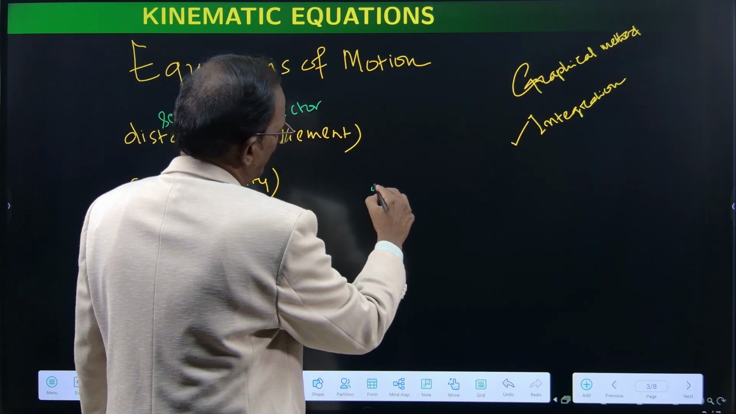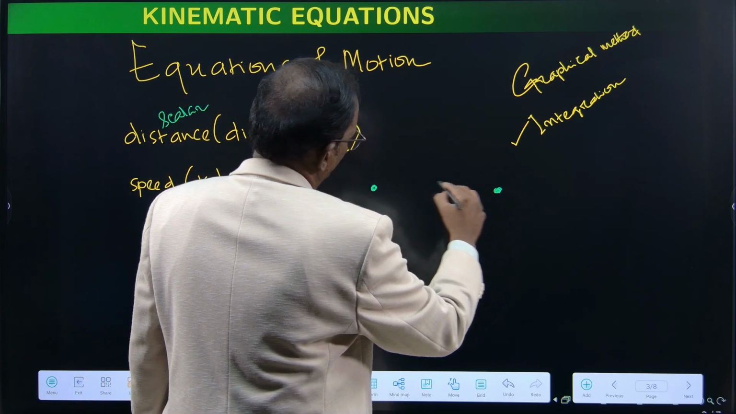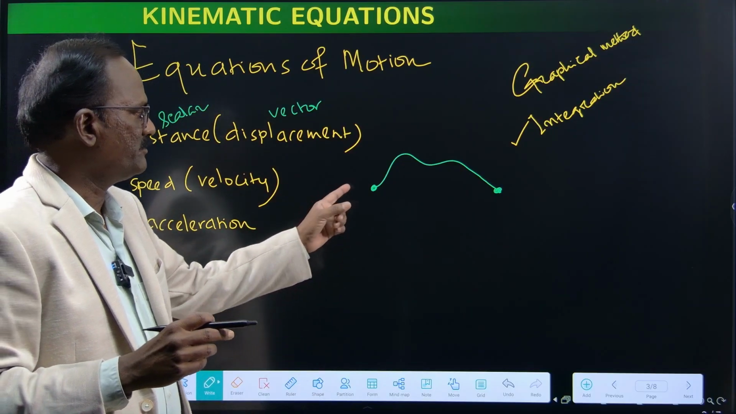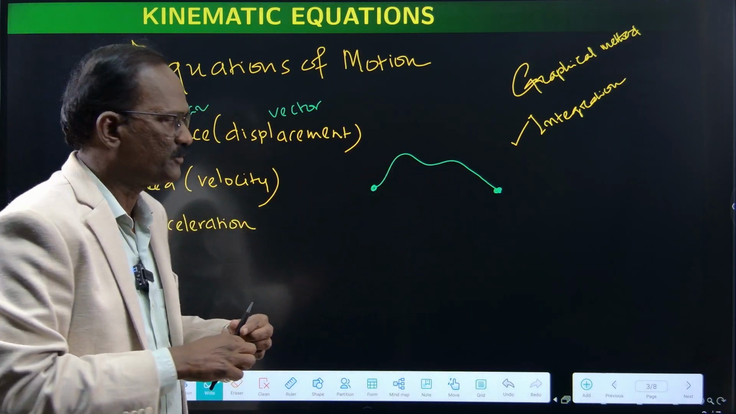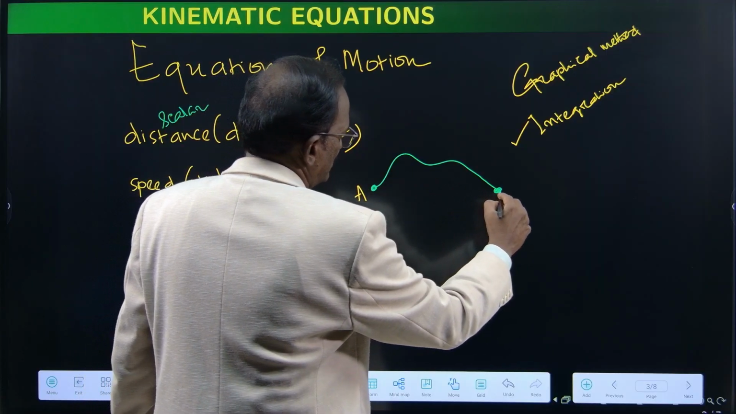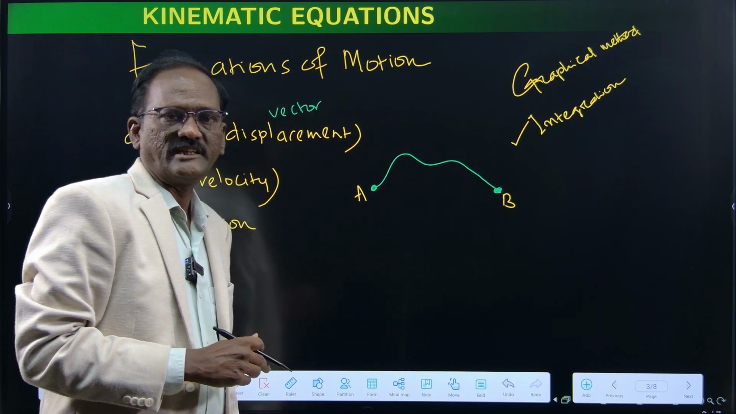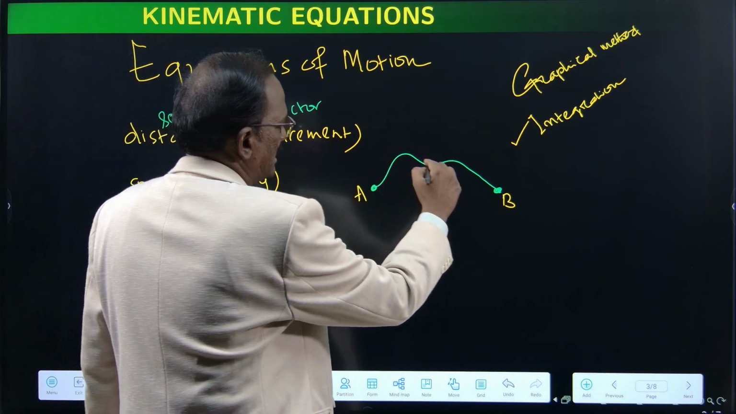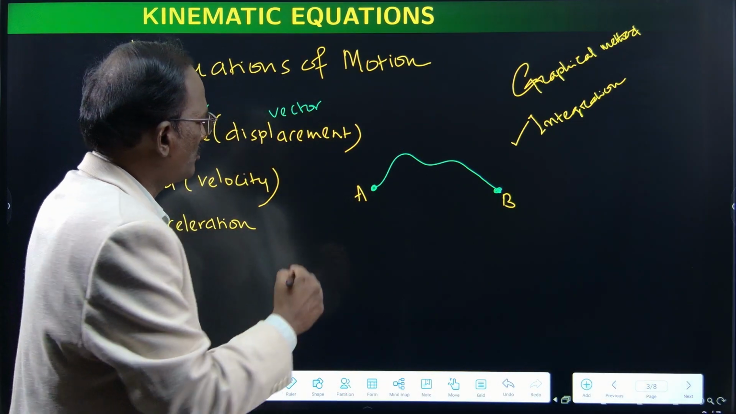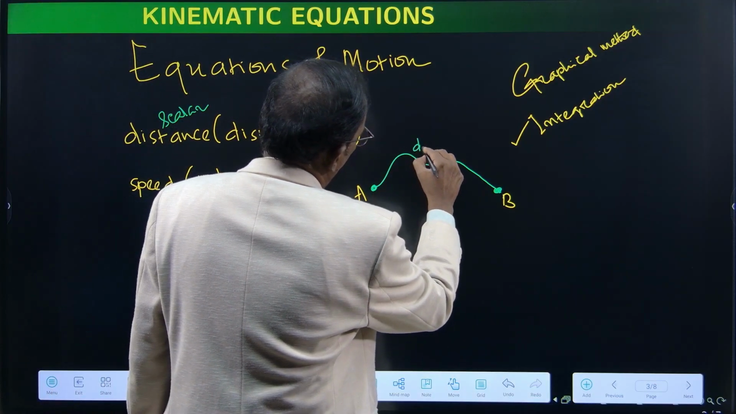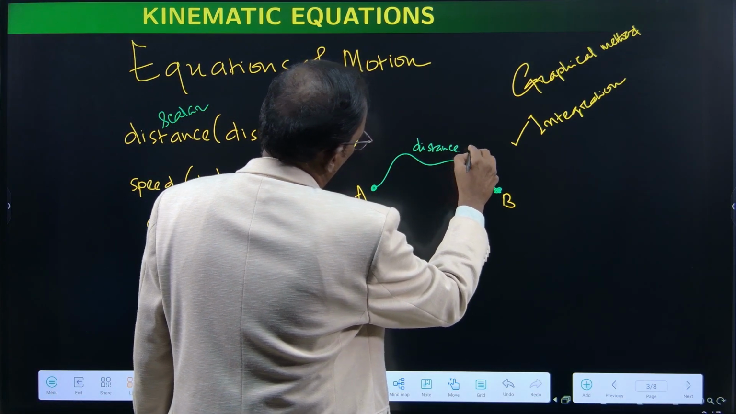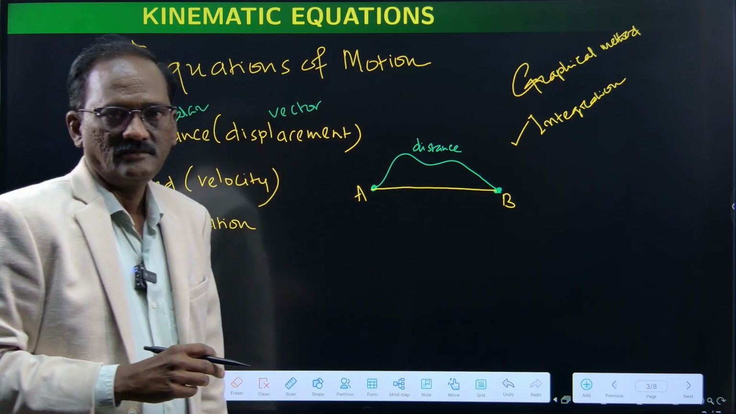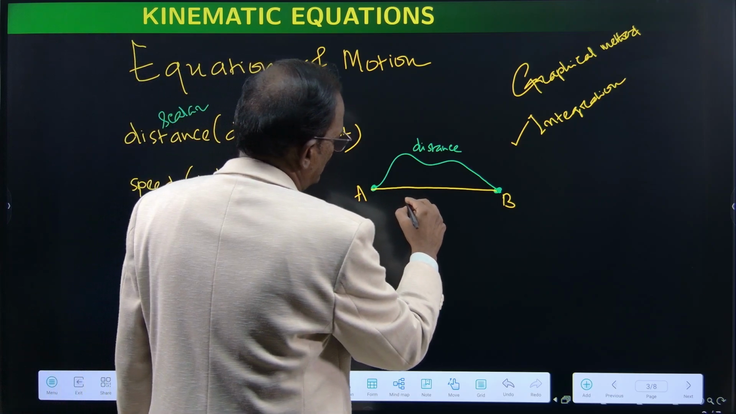An object is moving from one position to another position. In this way it is moving. The total distance covered by this object, say this is position A and this is position B. Between position A and position B, the object is moving. The length traveled by the object is known as distance, the total length. And this is the shortest length. This yellow line is the shortest length. This is displacement.